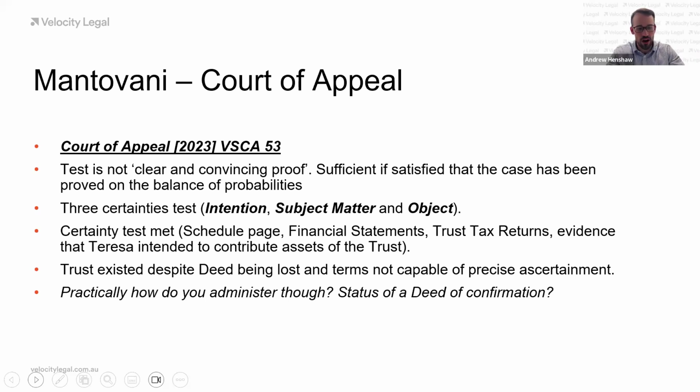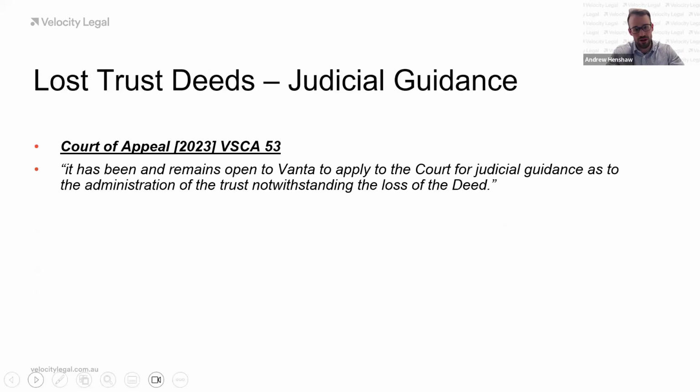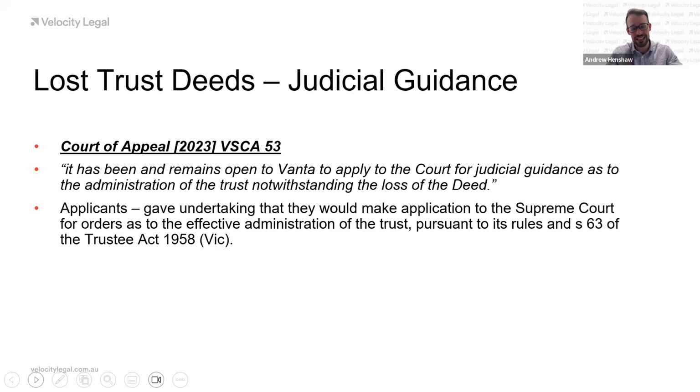So the court notes this as well in the decision, and this is really what you need to do if you're faced with these situations, and it's not an easy answer. What they said is it remains open for the trustee to apply to court for judicial guidance as to the administration of the trust, notwithstanding the loss of the trust deed. So the trust exists, and the trustee can go get guidance at any point from the court. And in fact, in this case, the applicants had to make an undertaking that within 3 months they would make that application to the Supreme Court for orders to be able to administer the trust.